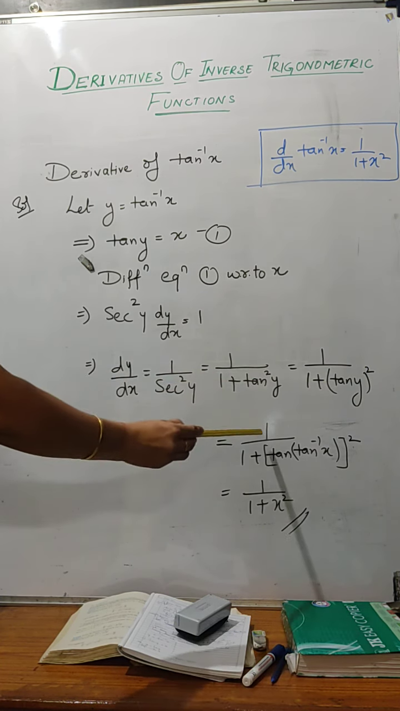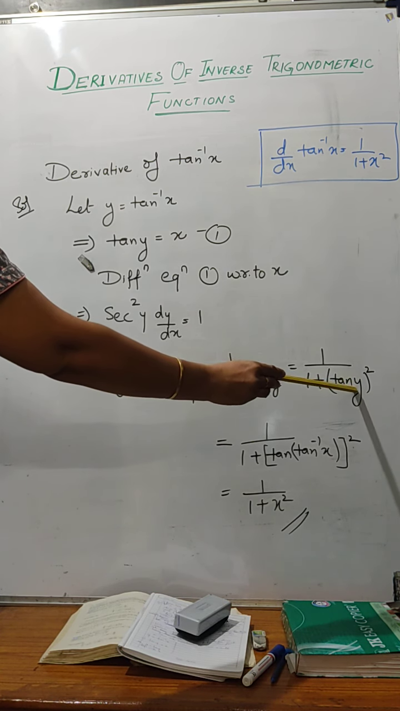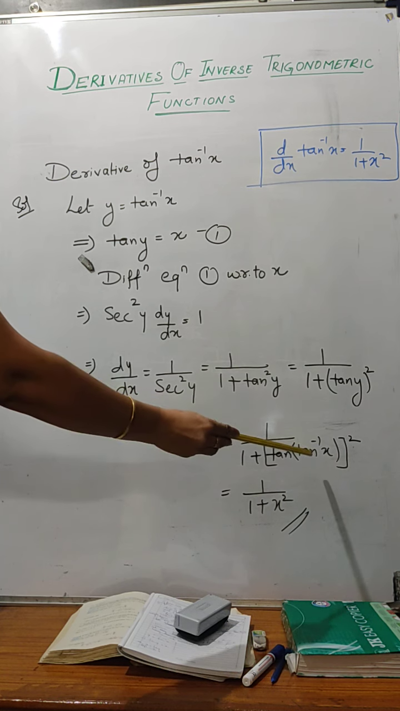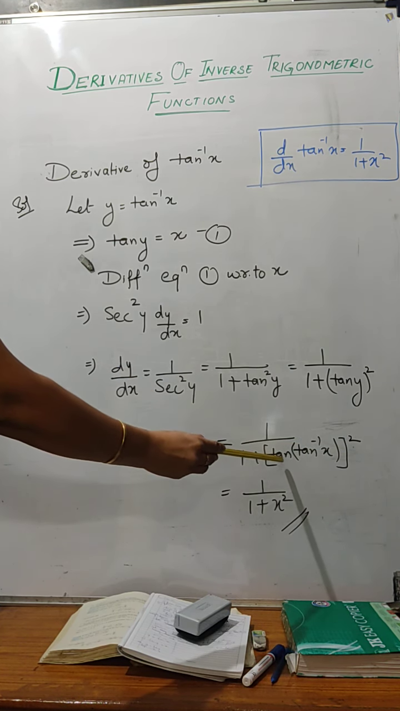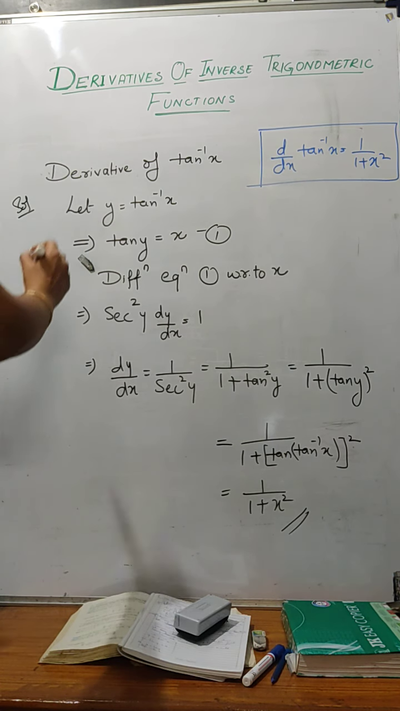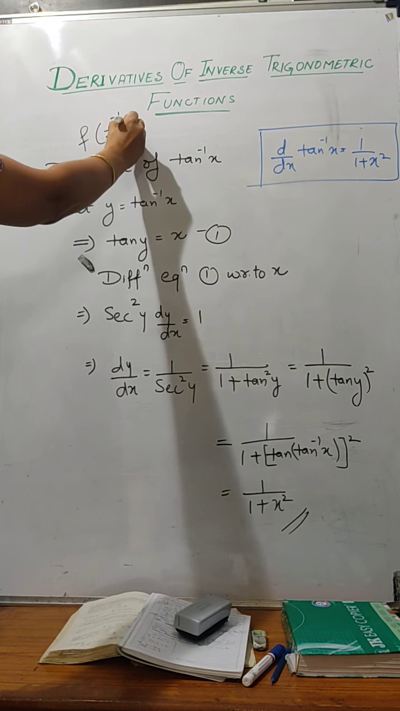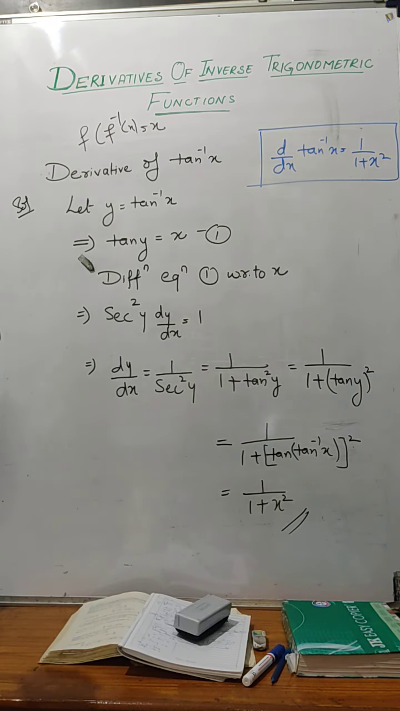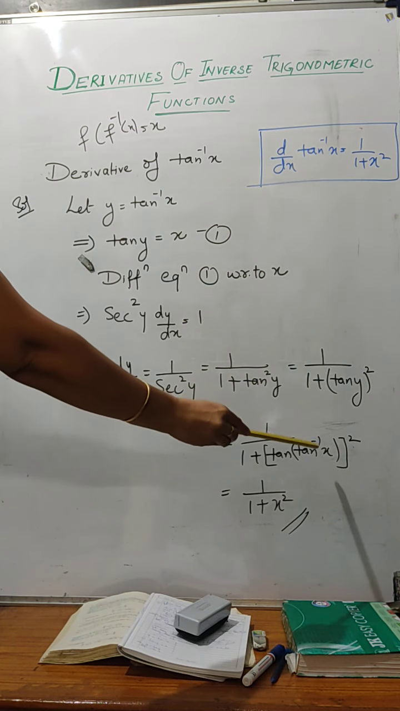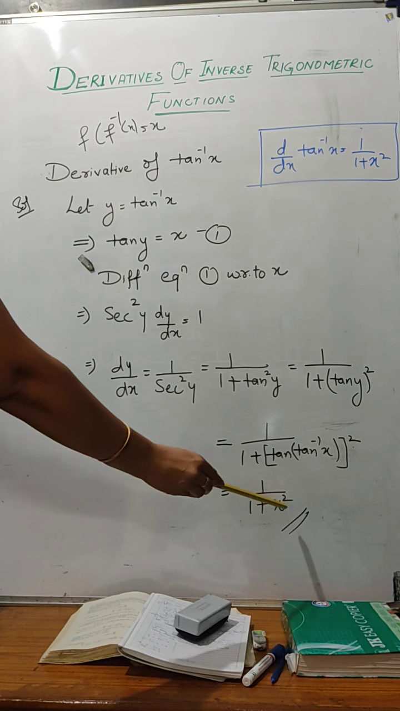Now that is equal to 1 upon 1 plus tan. Now what is y? y is equal to tan inverse x, replacing y by tan inverse x, whole square. Now children, we have studied that f of f inverse x will be equal to x. So using that particular property, tan of tan inverse x will be equal to x, hence 1 upon 1 plus x square.